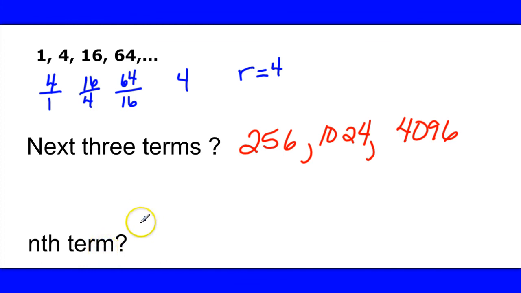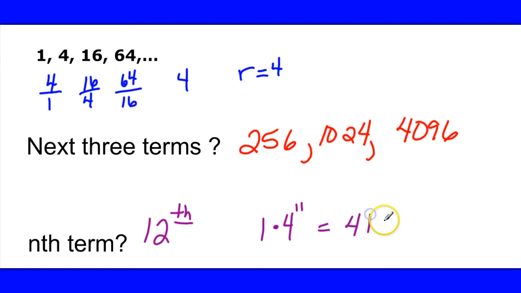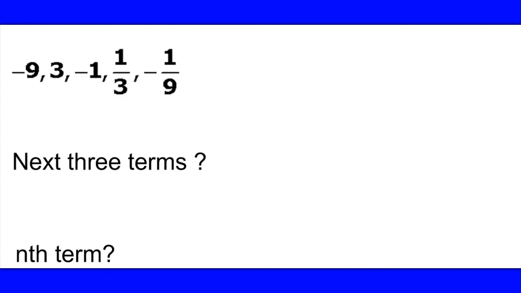Okay? If I wanted a certain term in the sequence, let's not make this too large. Let's say that I wanted the 12th term in this sequence. I would start with my beginning value, which is 1. Then I'm going to multiply it by my common ratio, which is 4. But instead of doing that 12 times, I'm going to do it 12 minus 1, so 11 times. And then just tap it into your calculator, and this is what you get. Okay? So I want you to pause the video and try this one.